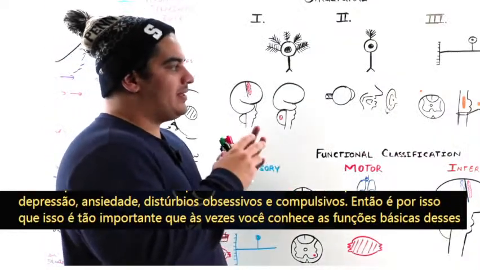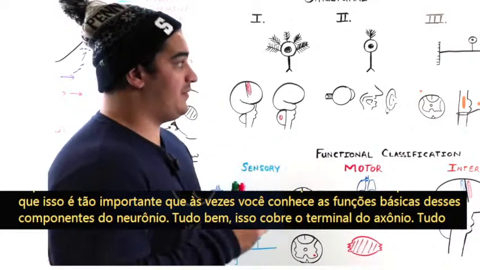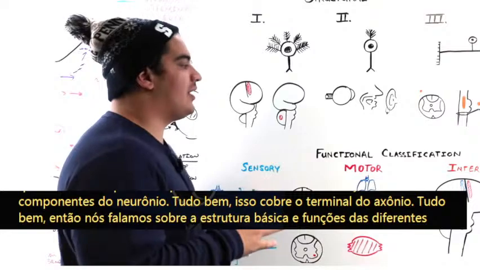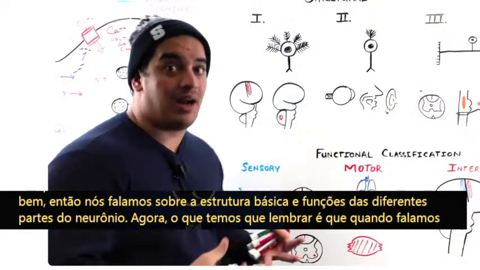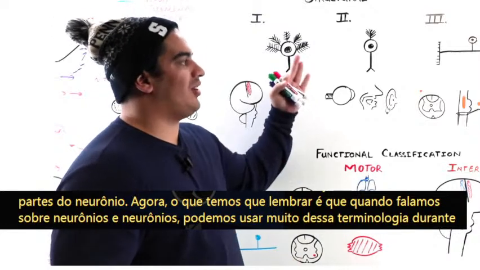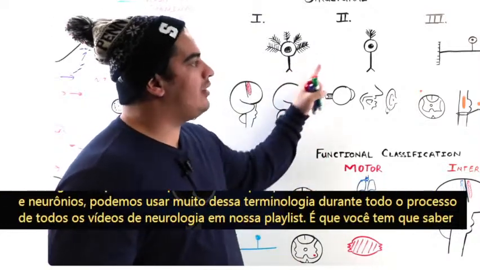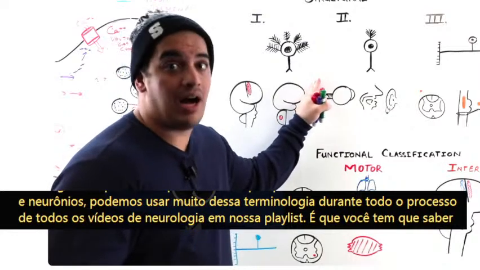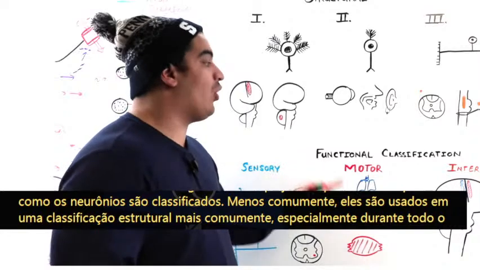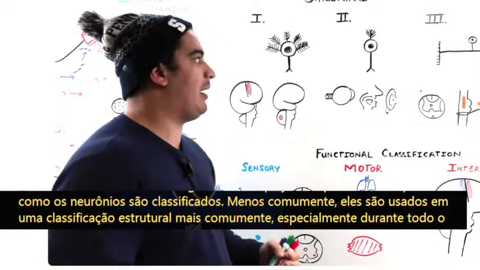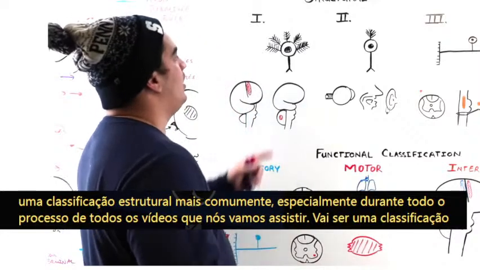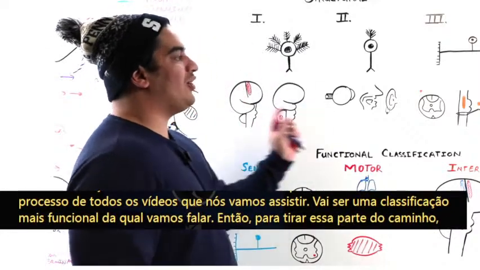All right, so we talked about the basic structure and functions of the different parts of the neuron. Now, what we have to remember is that when we talk about neurons, and we might use a lot of this terminology throughout the neurology videos in our playlist, you have to know how the neurons are classified. Less commonly, a structural classification is used. More commonly, especially throughout the videos you're going to watch, it's going to be the functional classification that we talk about. So to get this part out of the way, because it is a little boring, I'm not going to lie to you, let's just talk about what these things are and where you can find them.